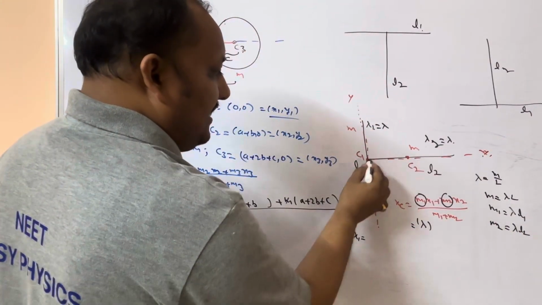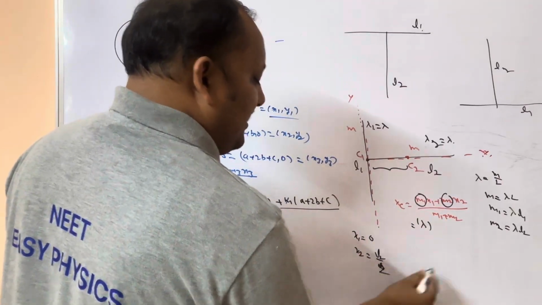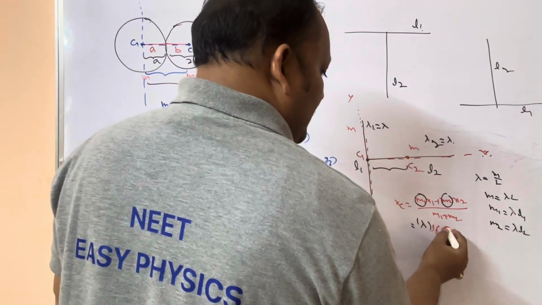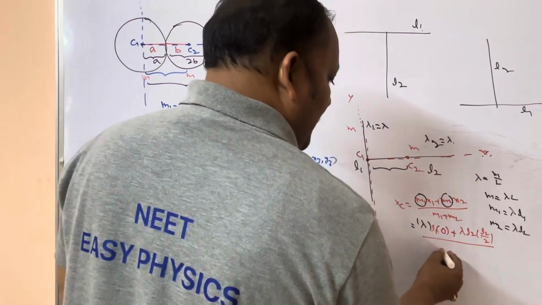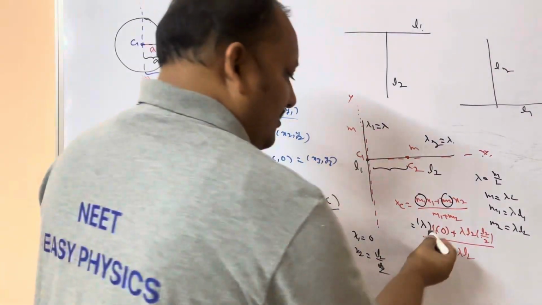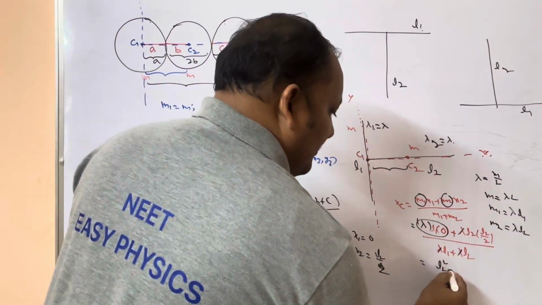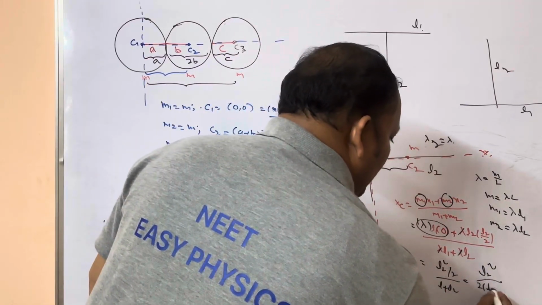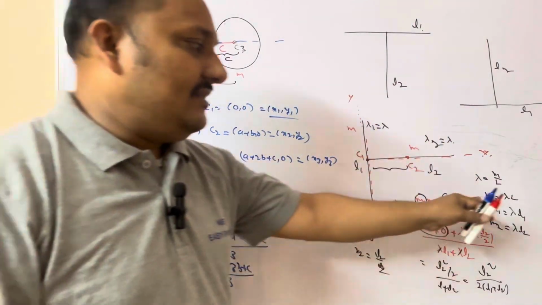What is x1? x1 is the origin. What is x2? That is going to be l2 by 2. So if we substitute here, lambda L1 into 0 plus lambda L2 into L2 by 2, by lambda L1 plus lambda L2. So once the first term is 0, all lambdas will be cancelled. L2 square by 2 by L1 plus L2, so L2 square by 2 into L1 plus L2. This is if both are made up of the same material with different lengths.